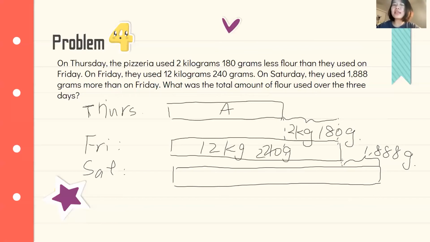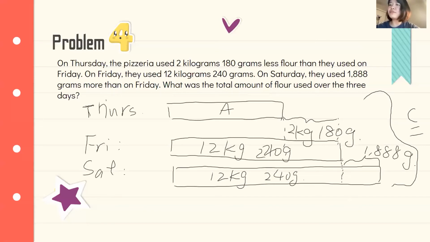And our final question is asking what was the total amount of flour used over the 3 days. So all 3 of these diagrams, we need to add them together to get our answer. So I will draw a big bracket over it and give a letter C for our final answer. And this is letter B for the flour used on Saturday. So, actually we don't need letter B because we already know the answer for this. Because it says it's 1,888 grams more than Friday. So right here is 12 kilograms, 240 grams.